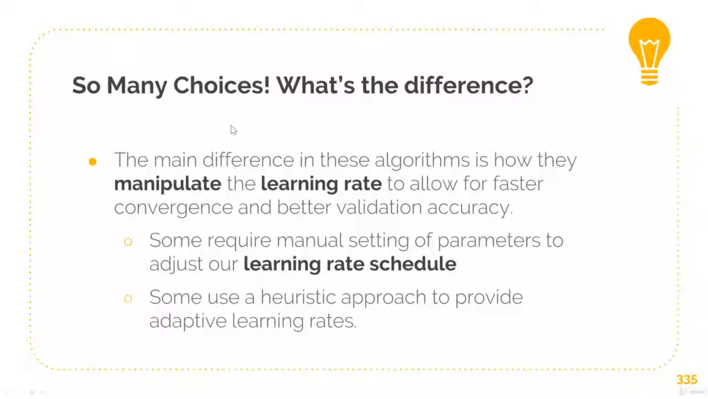So there are so many choices. What's the difference? The main difference in these algorithms is how they manipulate the learning rates to allow for faster convergence and better validation accuracy. Some require, like stochastic gradient descent, setting some manual parameters, or even adjusting our learning rate schedule, which I'll come to shortly. And then some of them use a heuristic approach to provide adaptive learning rates, which are quite cool. We'll actually see some of the comparisons shortly.